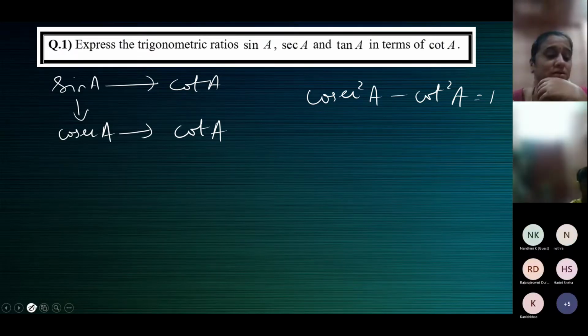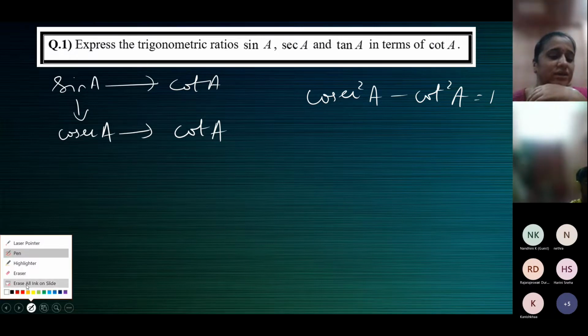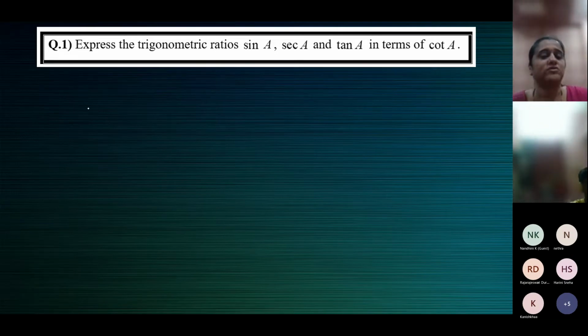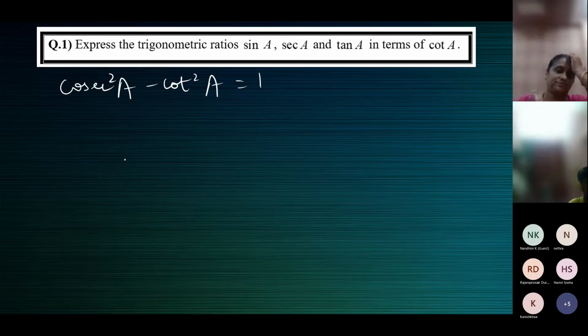Once you write cosecant A in terms of cot A, you can easily write sin A in terms of cot A. So see here, we start with this identity: cosecant square A minus cot square A is equal to 1. Tell me what next. Write cosecant A in terms of cot A fast.